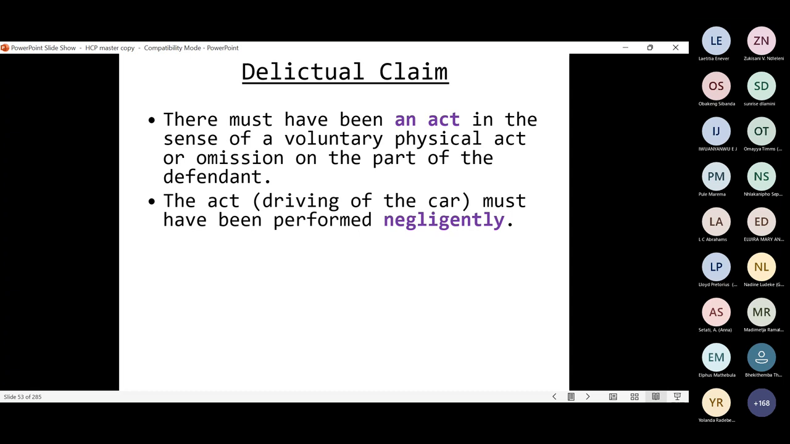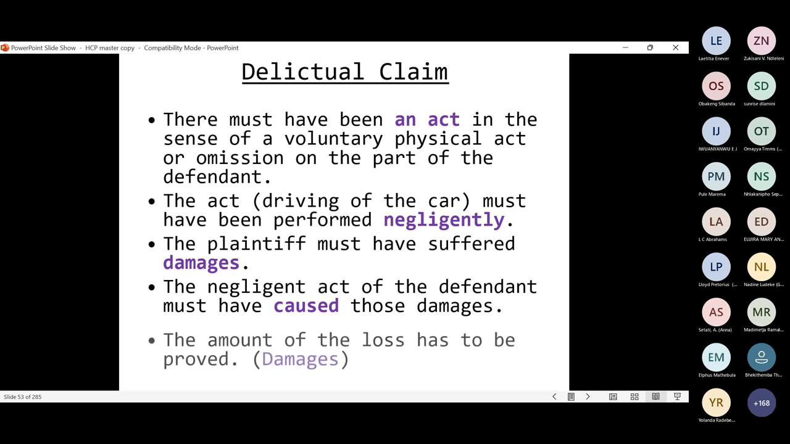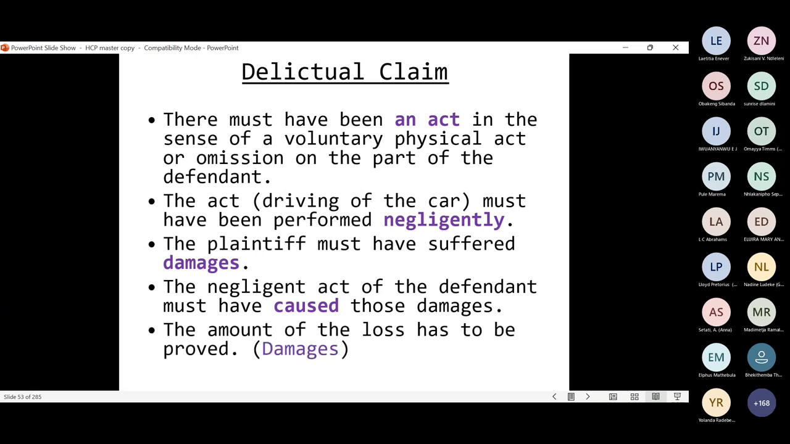Obviously, you wouldn't ask your client, okay, so this is a delict, so did we meet all the requirements? You would ask it with your lawyer's head, but you would fill the gaps knowing this is what I need in order for my client to have a case. Okay, the plaintiff must have suffered damages. So the car is damaged and the negligent act, that is the driving of the vehicle, the negligent driving of the vehicle must have caused those damages, causation. And then harm, the amount of the loss has to be proved, the damages.